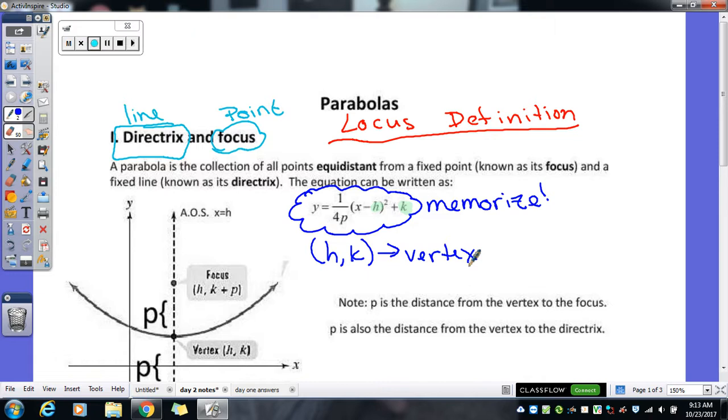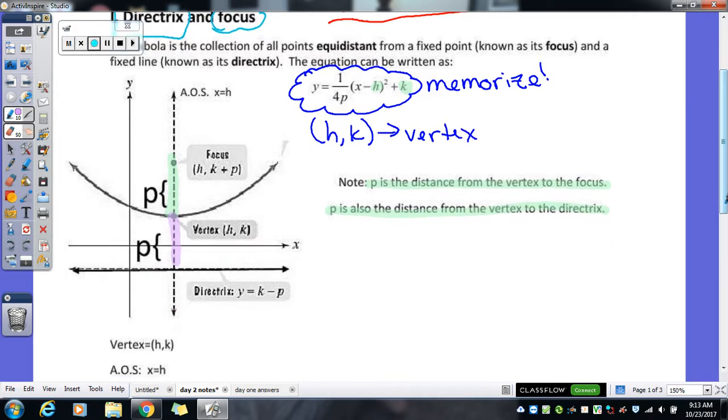So we would have to go through and find the vertex of our parabola that is created. The thing that's new to us is that p is the distance from the vertex to the focus. p is also the distance from the vertex to the directrix. So it doesn't matter which one you're looking at. p is the distance from your focus to your vertex, or from your vertex down to your directrix. So your vertex is right there in between the two of those.